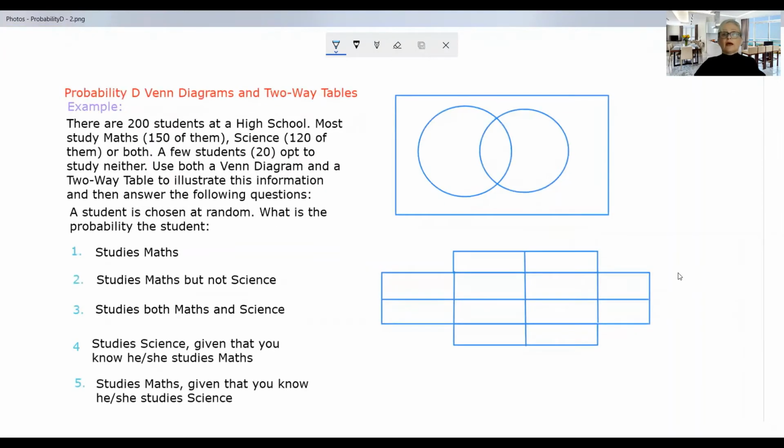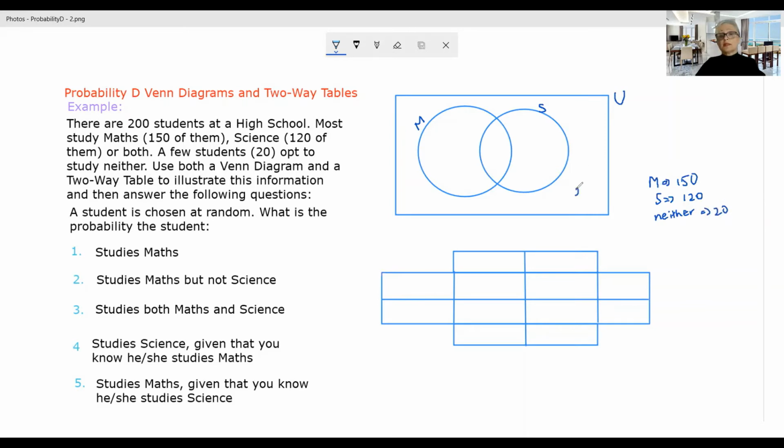So we have our total number of students. So that's our universal set. Let's call this one here maths and this one science. Okay, now the total number of students that study maths is 150. Let's just write that down. There's 150 in total. Science has 120 in total. It says 20 students study neither. All right, so where do we put our 20?